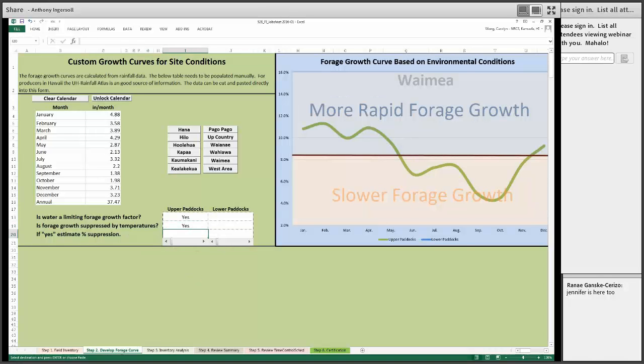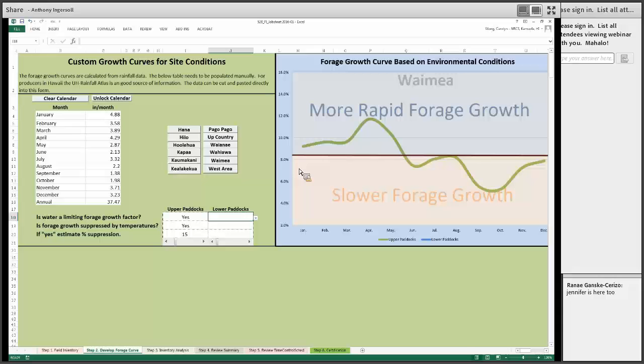And if yes, estimate the percent suppression. I've played around with this a lot, and I feel pretty comfortable with a 15% suppression for me. This is a totally arguable number. We could spend a lot of time talking about it. I wish I could find some reliable research data. I think James Leary has some that I'd like to dig into and see if I can give you guys some better guidance on what to put in there. But for this example, that's what we're going to use.